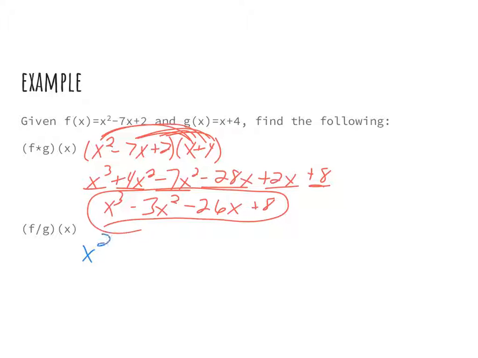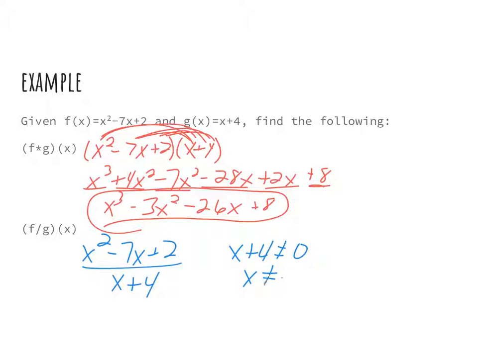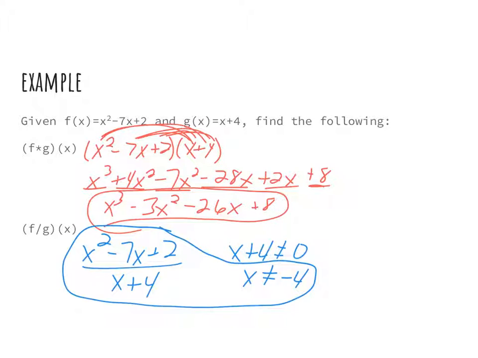When I do the division, I write it as a fraction, and from there I have to make sure that my denominator is not equal to 0. So I set my denominator not equal to 0, subtract 4 from both sides. I know that my x value cannot be a negative 4.